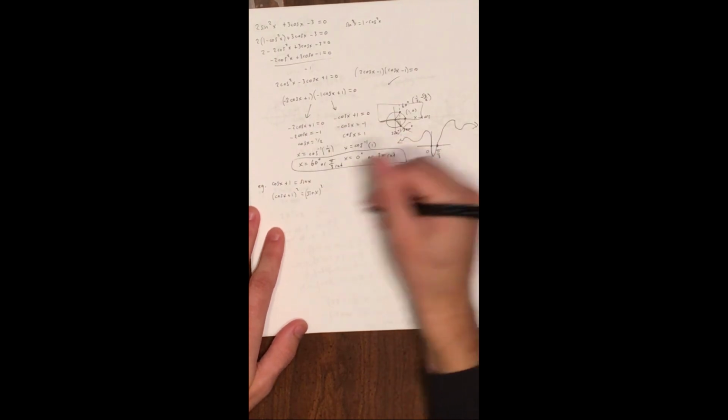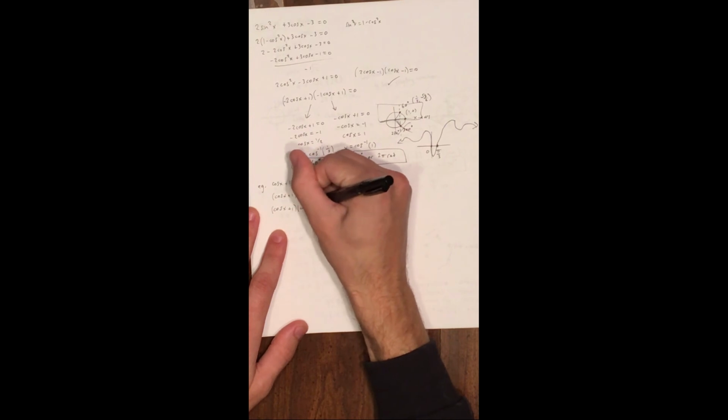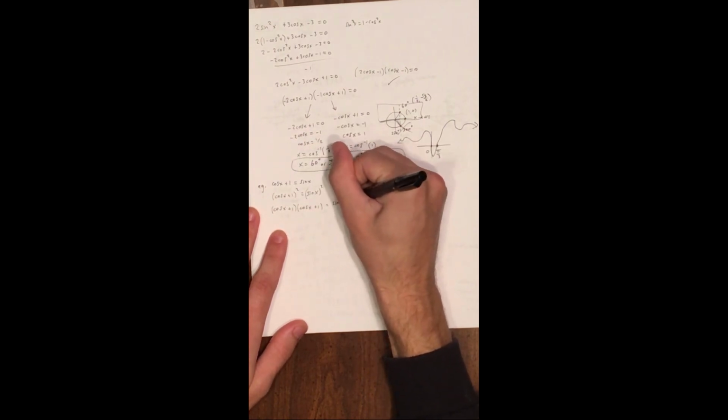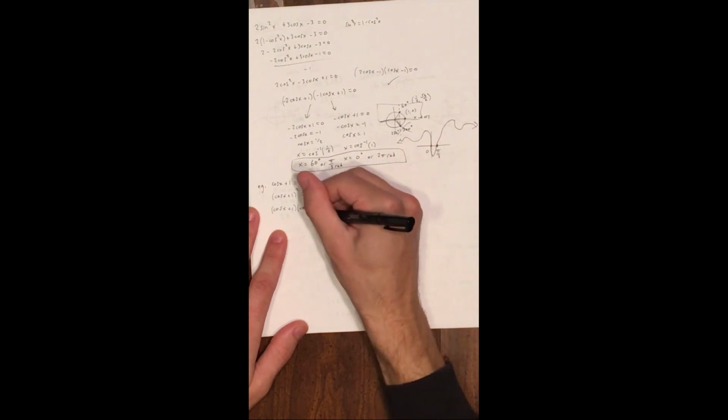So we have cosine of x plus 1 squared is equal to sine squared of x. So we have cosine squared of x plus 2 cosine of x plus 1 is equal to sine squared of x. Well, what can we do here?